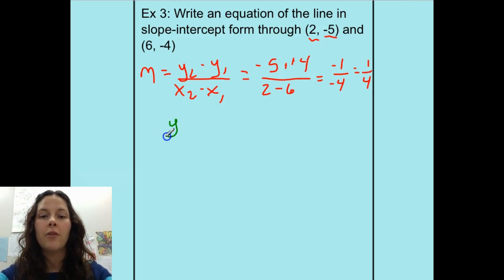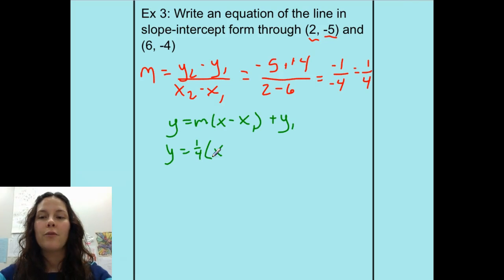Setting up the point slope form, y equals m times (x minus x1) plus y1. Substituting our slope is 1/4, choosing either ordered pair. In this case, they both have a negative value and they both have a positive value. So I'm going to choose the first ordered pair because the numbers are a little bit smaller. So x minus 2, the positive 2 goes into the parentheses grouped with the x, so it becomes opposite. And the negative 5 is outside, so it stays normal. It stays a negative 5.